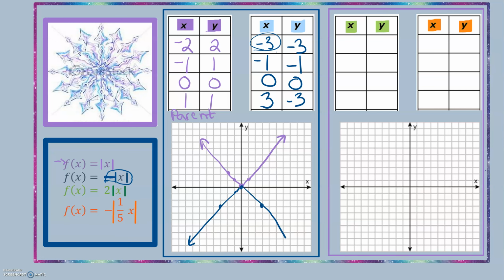So what ended up happening when I had that negative? What happened when I had that negative? All right, let's continue and do the green.